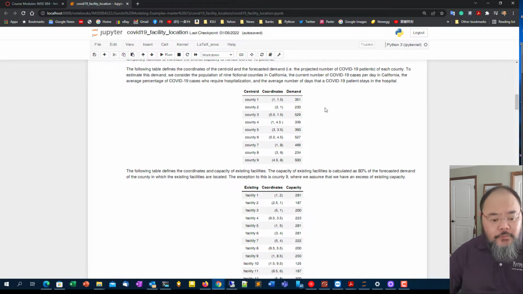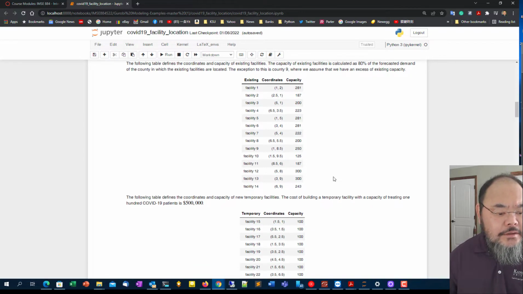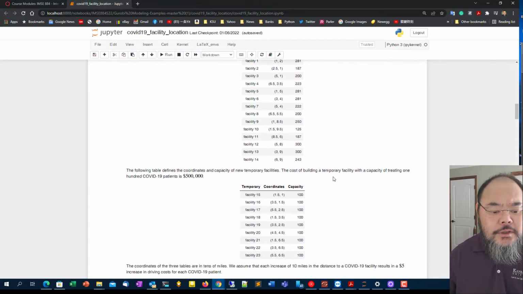Also, for the current existing facilities, we have 14 of them, and they have a capacity associated with each. The second columns are their coordinates as well, and the current capacity was calculated based on 80% of their capacity in that sense.